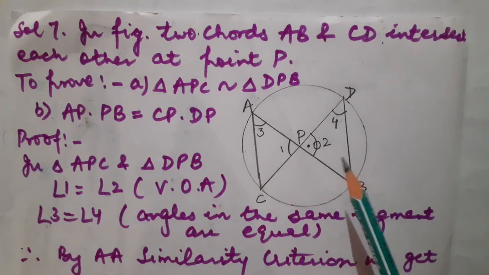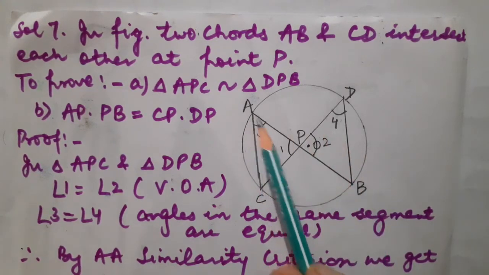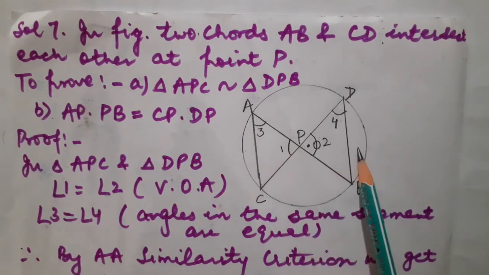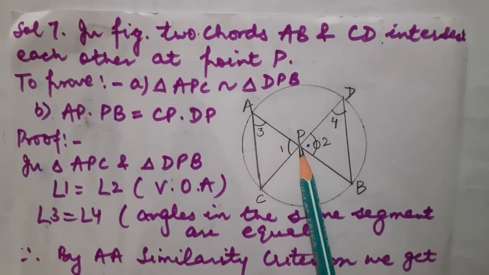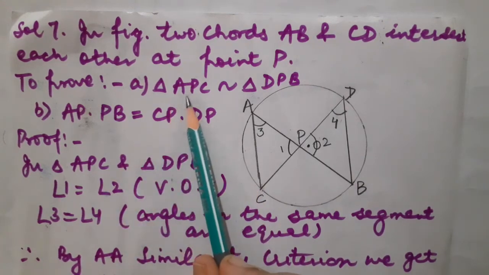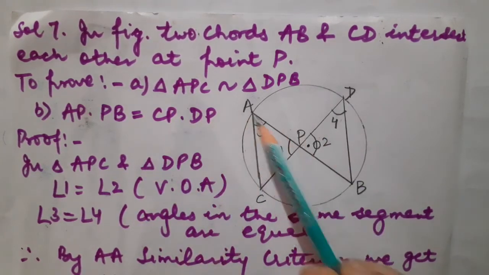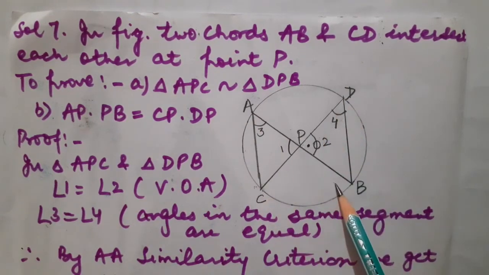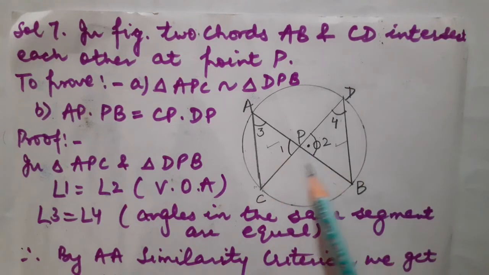Fine. In the figure, there are two chords, that is AB as well as CD. They are intersecting each other at point P. This is point P. Okay. And what we have to prove? We have to prove that triangle APC is similar to triangle DPB. Correct? These two triangles we have to prove as similar.